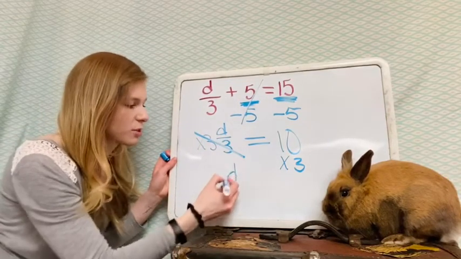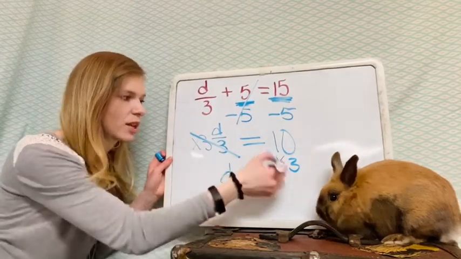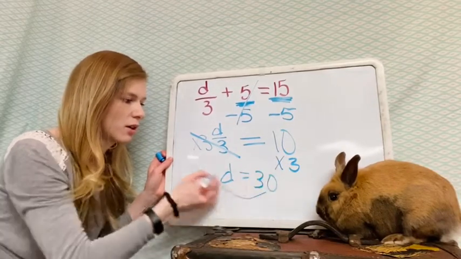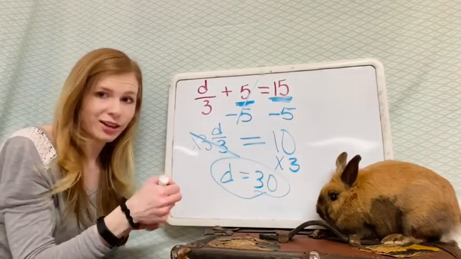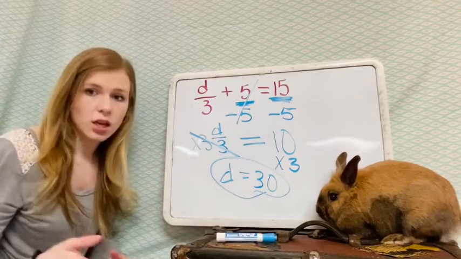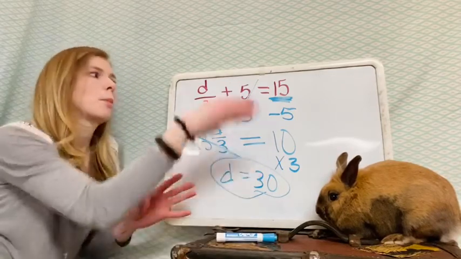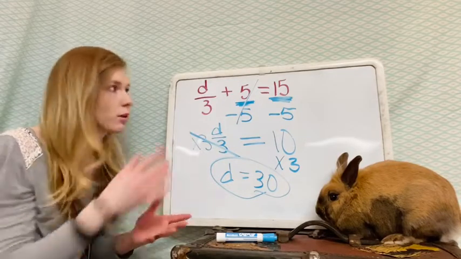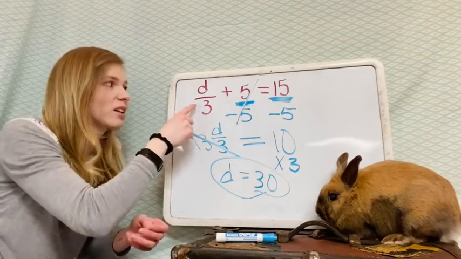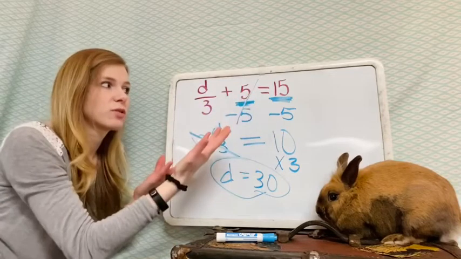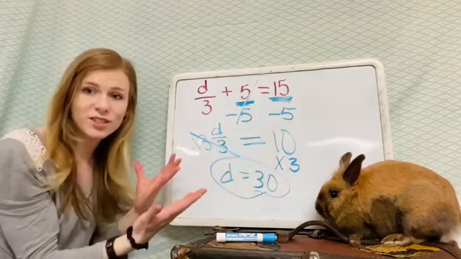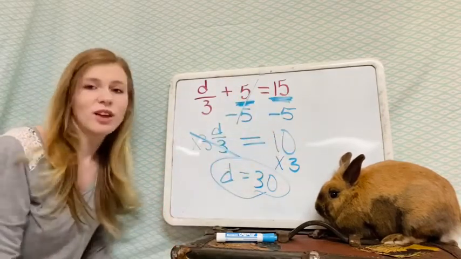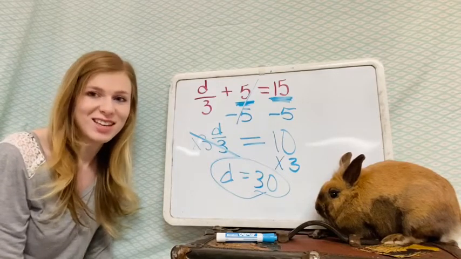All I'm left with is my variable. 10 times 3 is 30. So D would equal 30. And if you second guess yourself, take the 30, plug it back in to the original problem, and simplify. 30 divided by 3 is 10. 10 plus 5 is 15. 15 does equal 15. So I'm good. I know that for sure I am correct, and D equals 30.